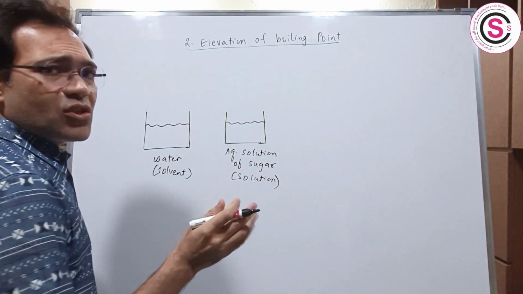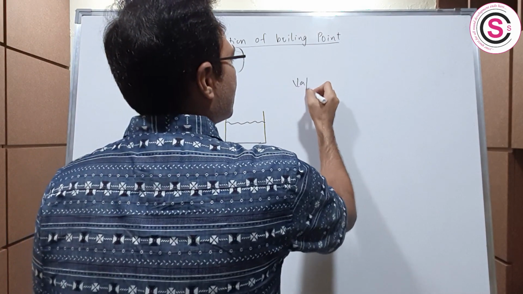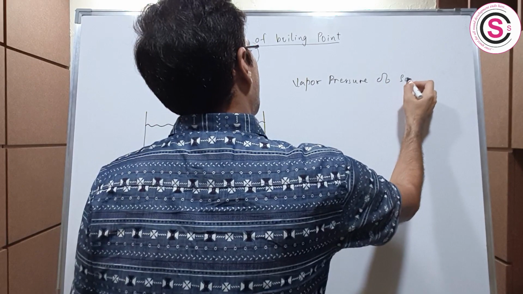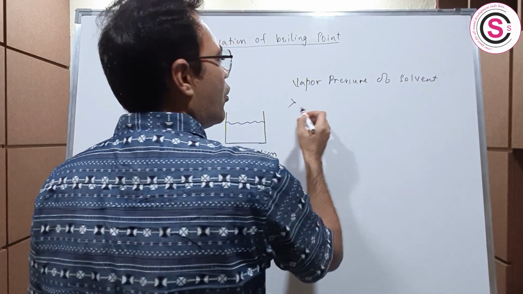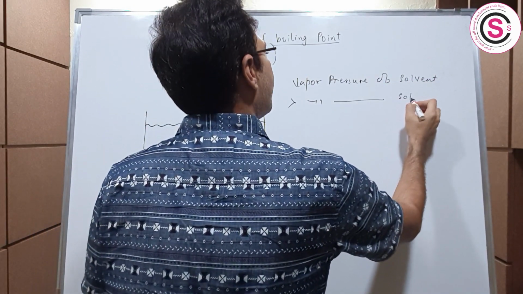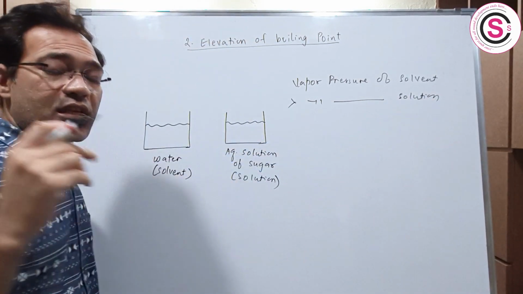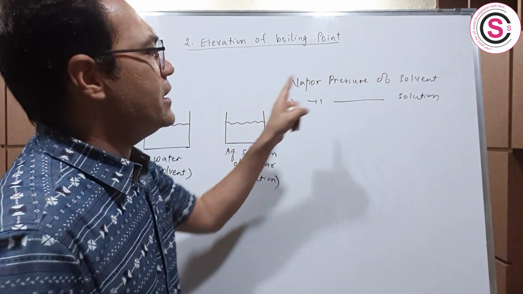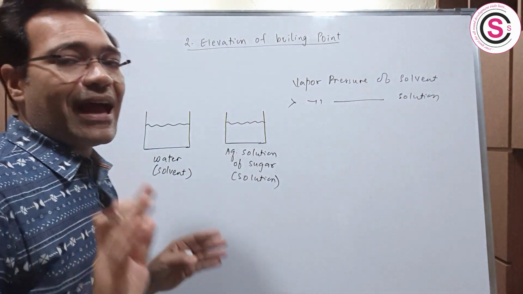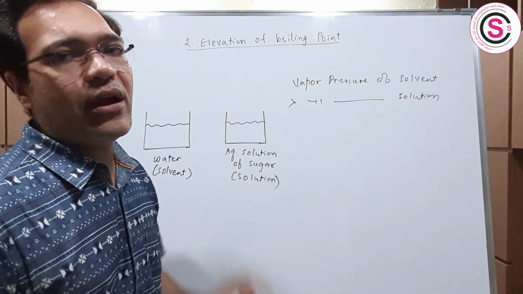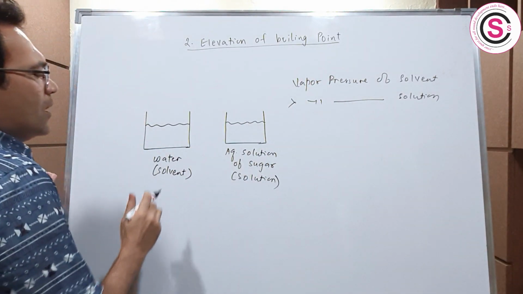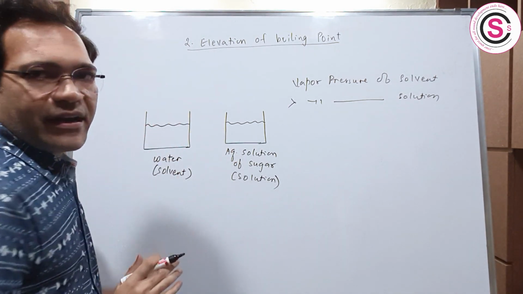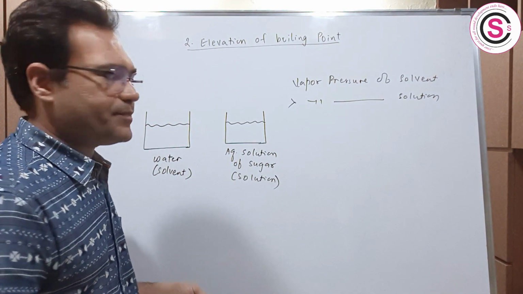Now students, as all of you know, the vapor pressure of solvent is always more than the vapor pressure of solution. Correct? This we have done in our earlier videos, right? The vapor pressure of solvent is more than the vapor pressure of solution. And I have told you to remember this line as the golden line of the chapter. Of course, both of them are at the same temperature.